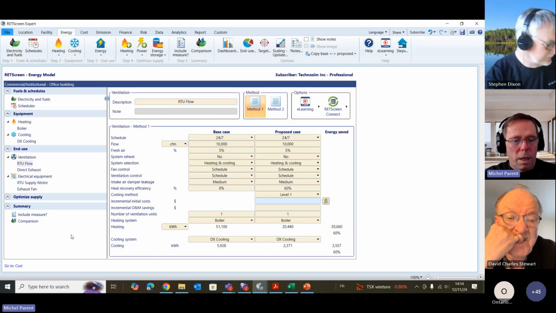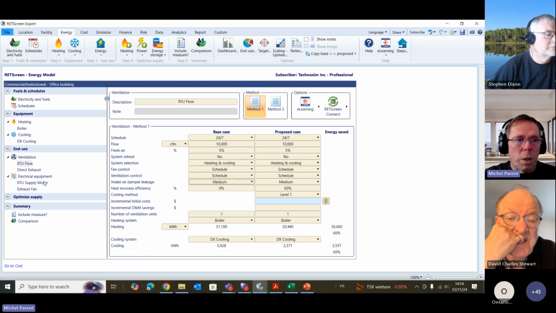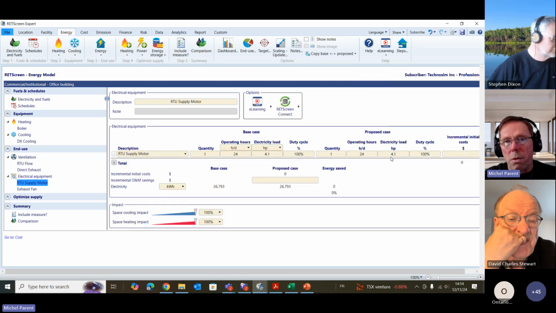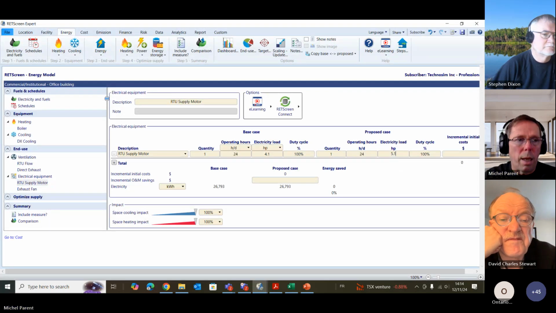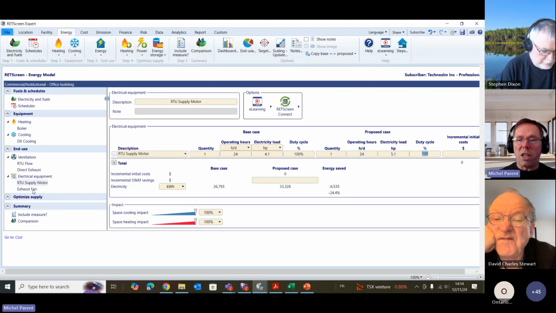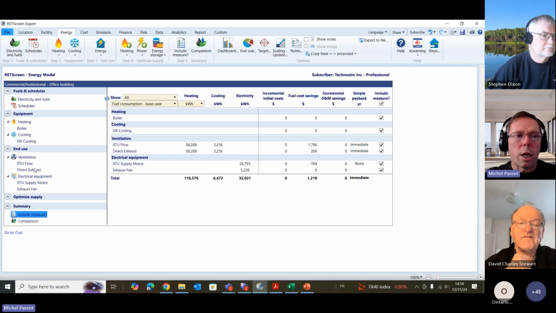Thank you. So now we're going to change our fan motor in the proposed case because we have a heat recovery device. So the RTU motor is now going to be 5.1. And it doesn't change the exhaust fan because the exhaust fan is not recovered. If it was recovered, then the exhaust fan, which would become almost a return fan, would also have a higher fan power.